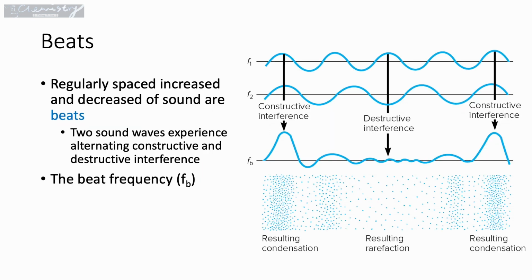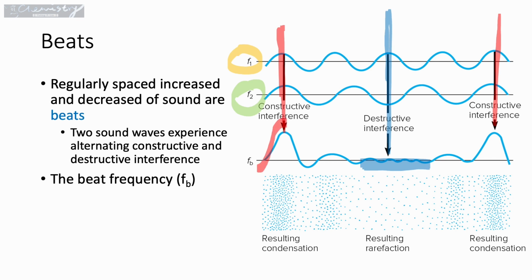And another interference can be beats. So beats are regularly spaced increased and decreased sounds. And you can see that we are basically having alternating constructive and destructive interference. So here we have wave number 1 and frequency number 1, and we have frequency number 2. At this point, we have constructive interference because their crests are meeting each other. This point, we also have constructive interference. However, over here, there is a destructive interference, meaning that they cancel out.